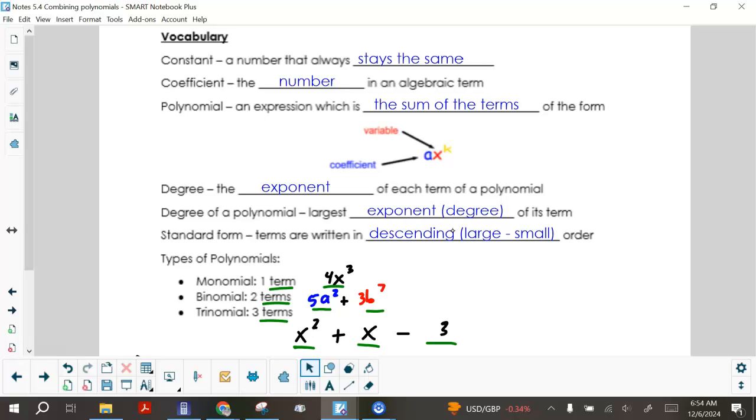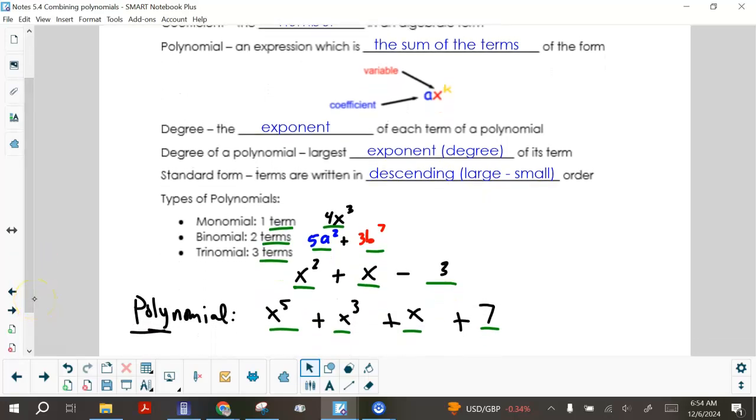And if you look down below, you can see if you have one term, it's a monomial. Two terms, you have a binomial. And three terms, we call that a trinomial. Anything more than three terms, we just refer to generically as a polynomial.